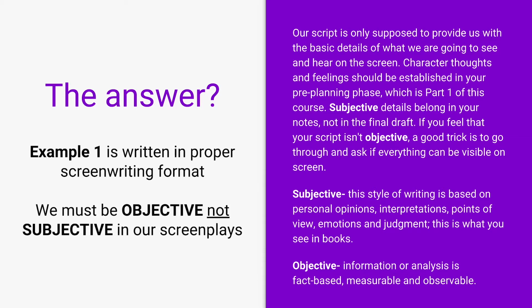Number 1 is the correct option because our script is only supposed to tell us what we are going to see and hear on the screen. If you want to write down the character's emotions and feelings, you have to do that in the pre-planning part, which is what we covered in part 1 of this course.